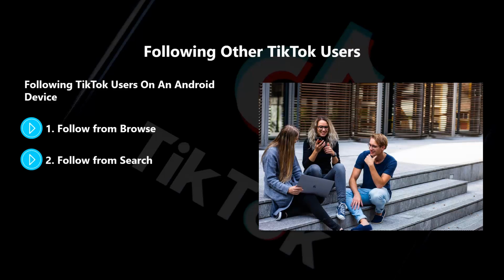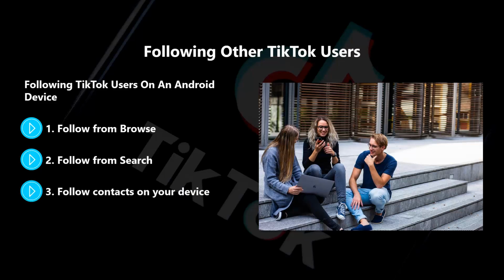2. Follow from Search. Tap the magnifying glass icon which is on the bottom left of the screen. This opens the search page for you. Now use the search bar at the top of the page to search for users, hashtags, and sounds. When you see the user listed that you want to follow, just tap on the red follow button.